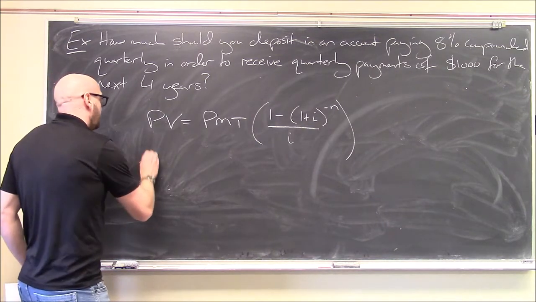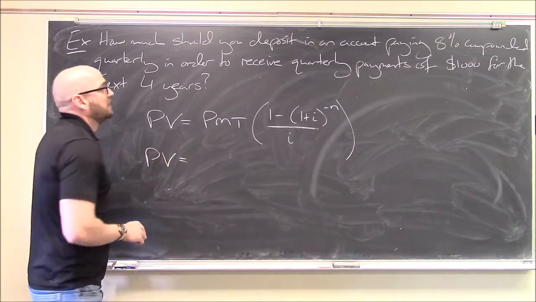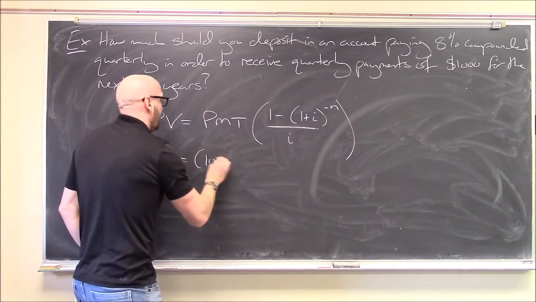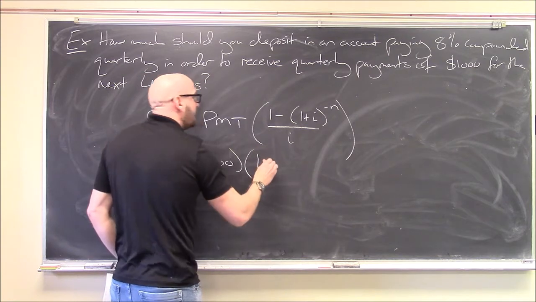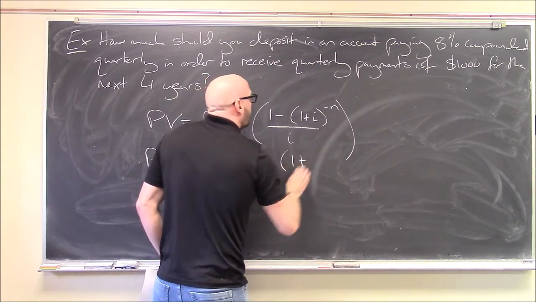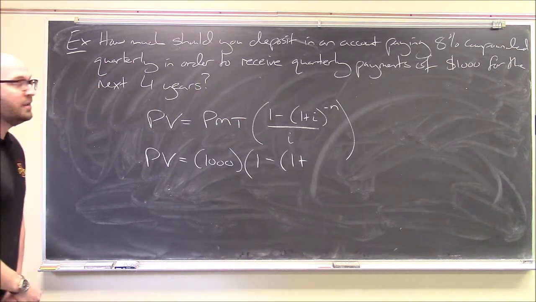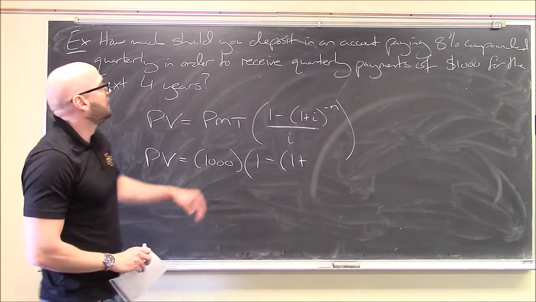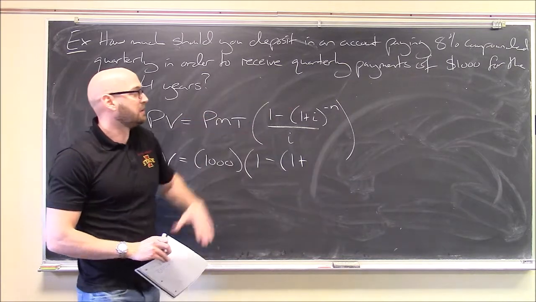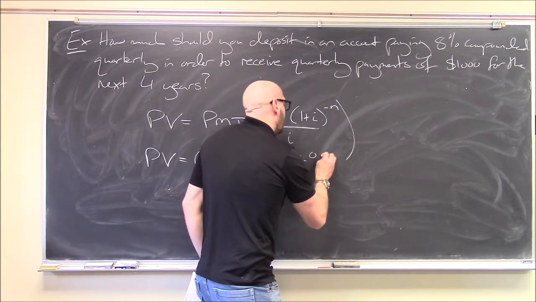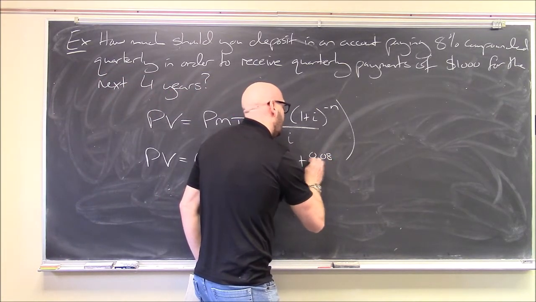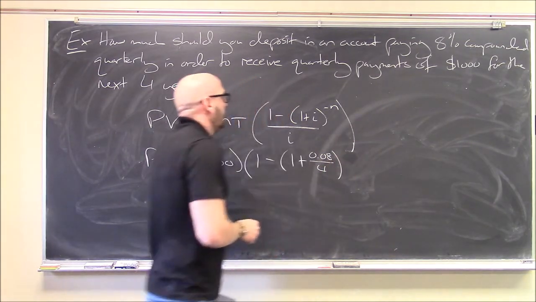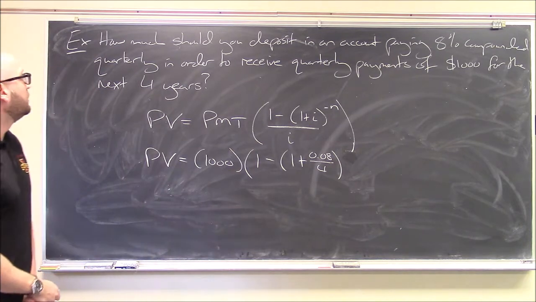We want to find the present value. So present value is going to be payment size, 1,000 we said, times 1 minus (1 plus i). What is i? Well, our annual rate is 8%, and we have 4 periods per year. It's quarterly, so it's going to be 0.08 over 4, to the minus n. What do we say n was?